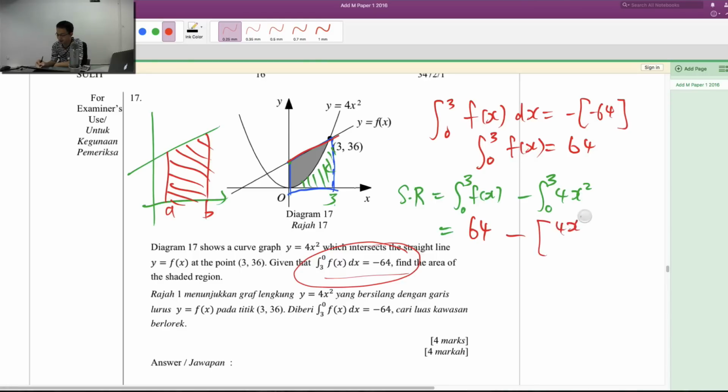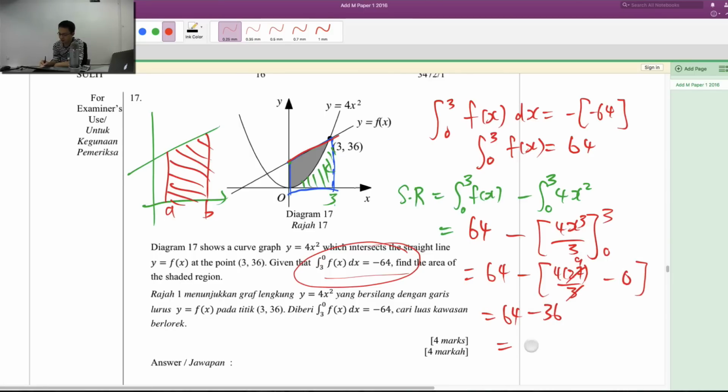So I will integrate this one. I will get 4x cubed over 3, from 0 to 3. So this is 64 minus, of course I will substitute 3 into here first. This is 4 multiplied by 27 over 3 minus 0. So this is 64, this one should be 9 minus 36. So this one should be 28. Yep, unit squared.